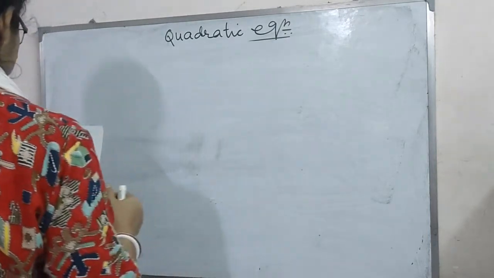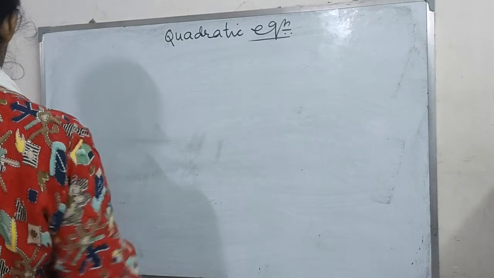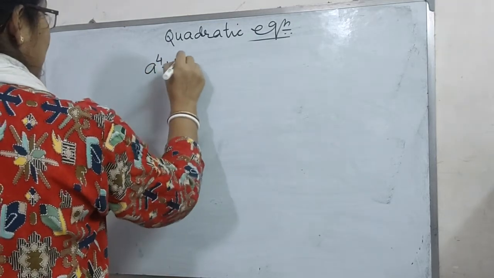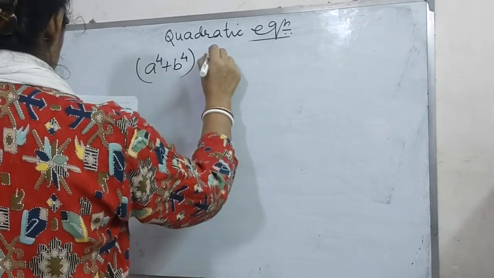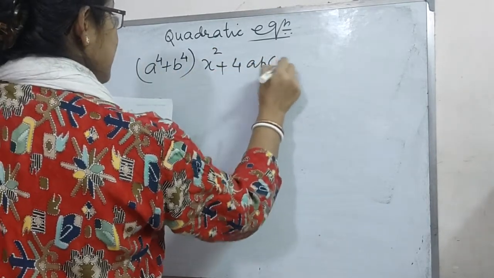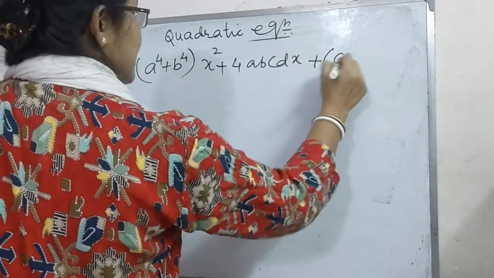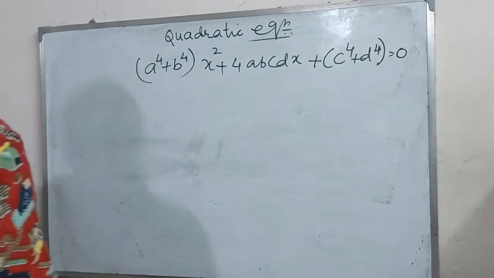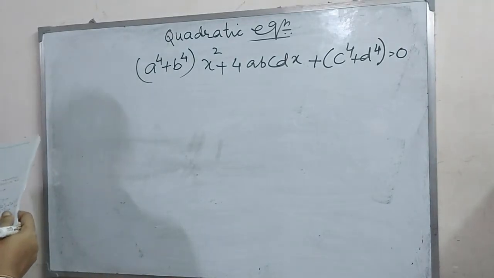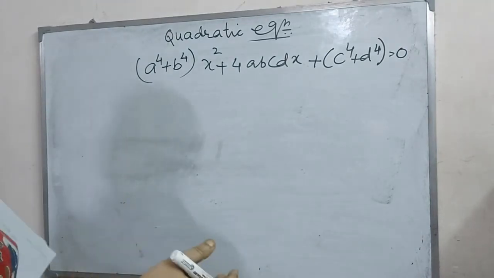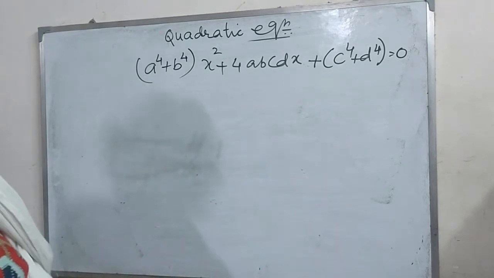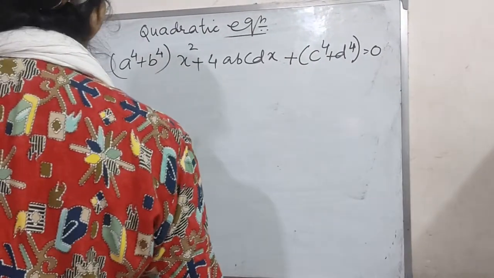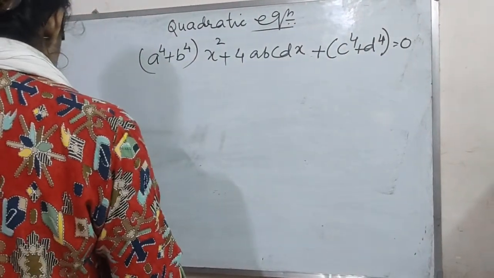The second one is: prove that the roots of the equation a⁴ + b⁴ x² + 4abcd x + c⁴ + d⁴ = 0 cannot be different if real. That means both roots are equal when both roots are real.